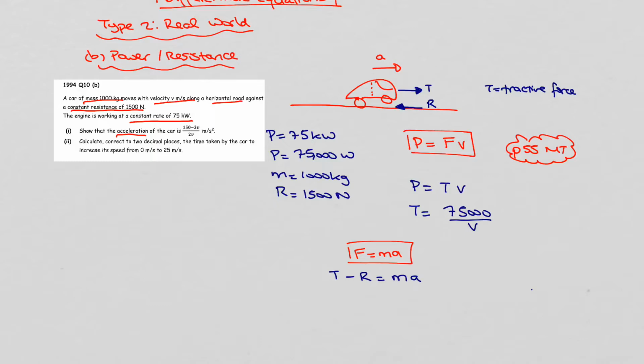So therefore, if I sub that in, what do I end up with? Well, I end up with 75,000 over V minus the resistance, which is 1,500 newtons, is equal to the mass, which is 1,000, times the acceleration. So if I go on to the next page, then I can actually get my acceleration on its own. So I'm going to get my lowest common denominator there to be V. So that gives me 75,000 over V minus 1,500 V over V. So in other words, I can add those two together, and that will equal 1,000 A.